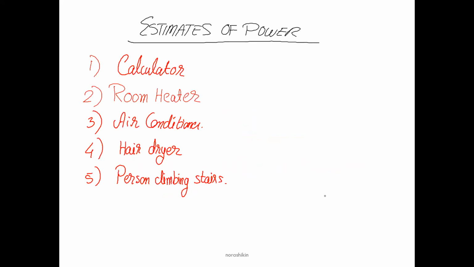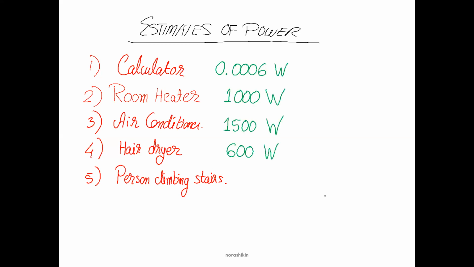Estimate the power of a calculator, room heater, air conditioner, hair dryer, person climbing stairs. Actually, this is a type of memory to understand that these conversions and estimations are in some way our memory. Calculator power is very small. In all the basic versions of calculator, on the back side, they have written the power. Room heater, 1000 watt, air conditioner 1500 watt, hair dryer is 600 watt. These are all reference figures.